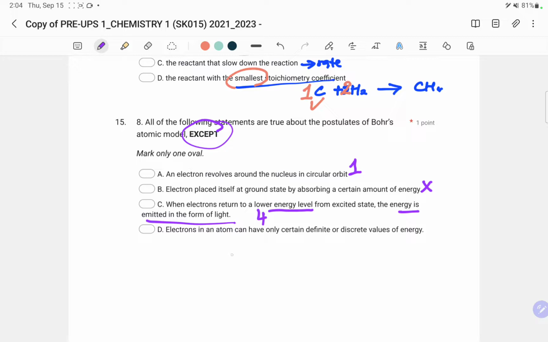And the D, electron in an atom can have only certain definite or discrete value of energy. Yang ni the energy of electron is quantized tu lah. So, ni adalah postulate number 2. So, yang tak ada kaitan dengan postulate of Bohr, B lah. So, the answer is B. Since dia tanya except.